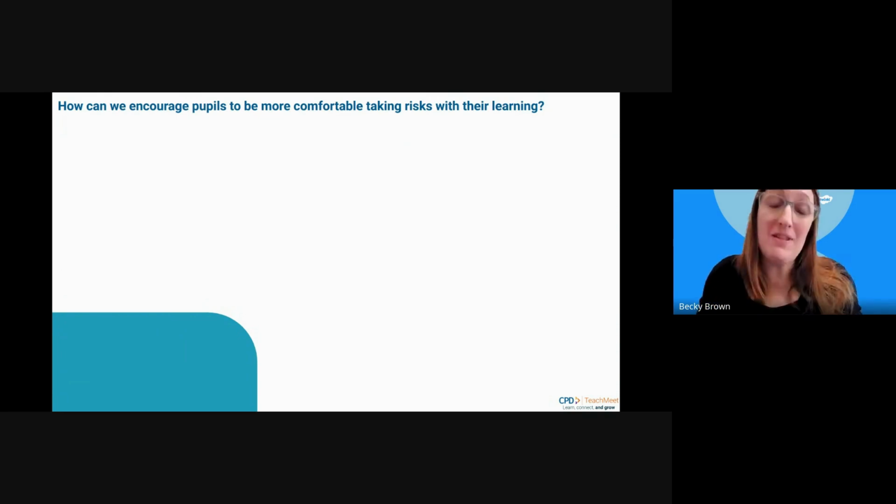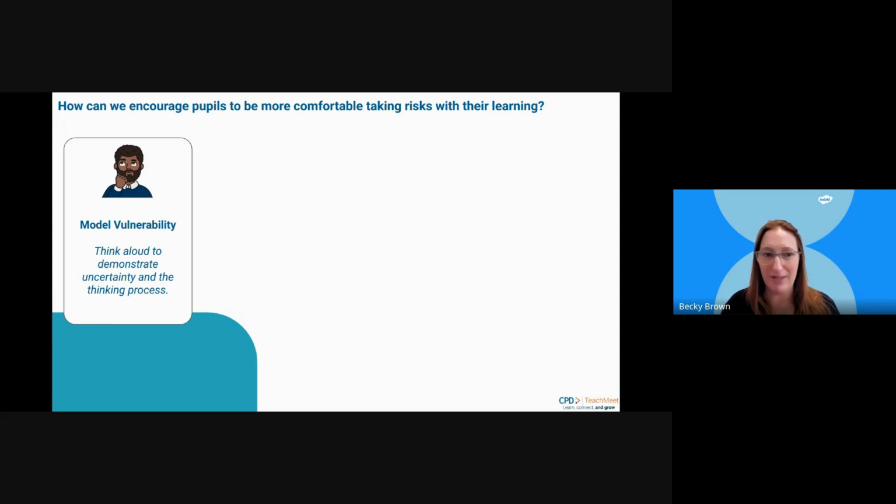So this is probably the trickiest bit, really, growth mindset and encouraging pupils to be more comfortable taking risks with their learning. And it's something we have to lead with example. We know that maths anxiety amongst adults and children is fairly high, and particularly in schools, actually. And so we need to make sure that we are modeling that, being comfortable with taking risks, as well as teaching children to do that as well.